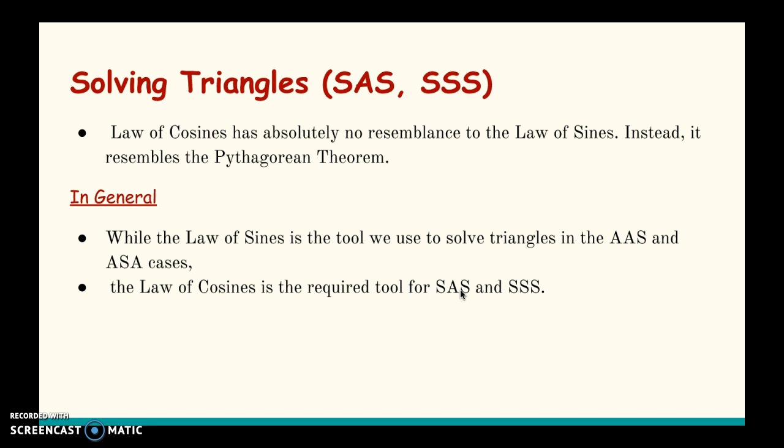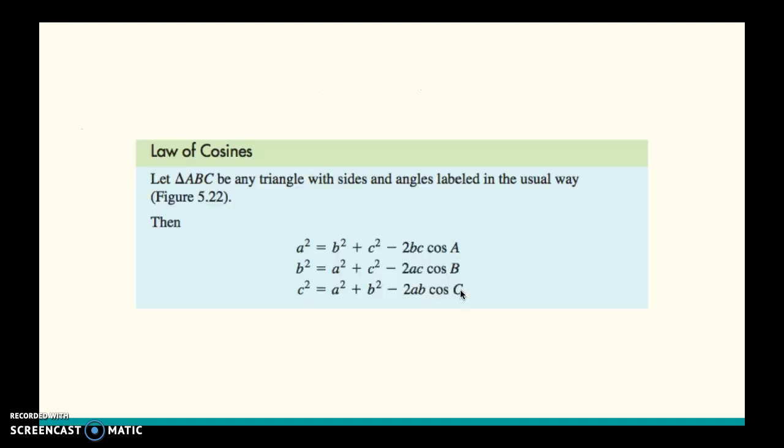Also, the law of cosines looks a lot like the Pythagorean theorem. Do you guys remember what the Pythagorean theorem looks like? Hopefully you came up with a squared equals b squared plus c squared. So for the law of cosines, again, we're using a combination of the sides and the angles in the formula. I'll go over this first case here.